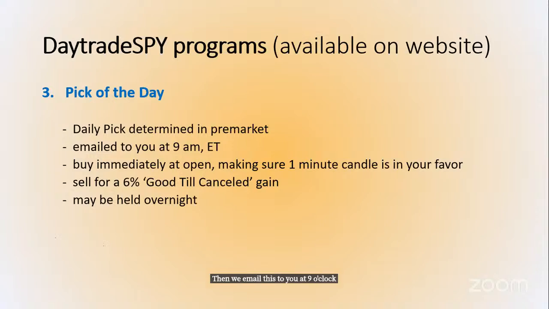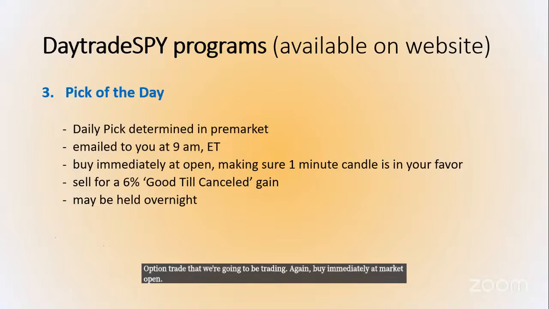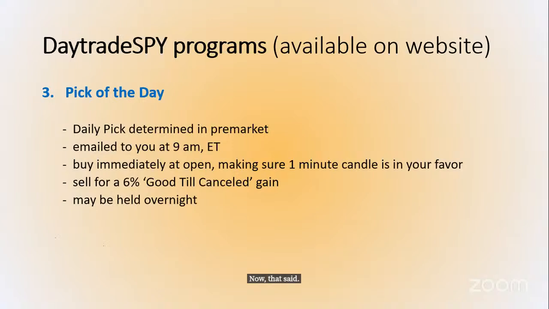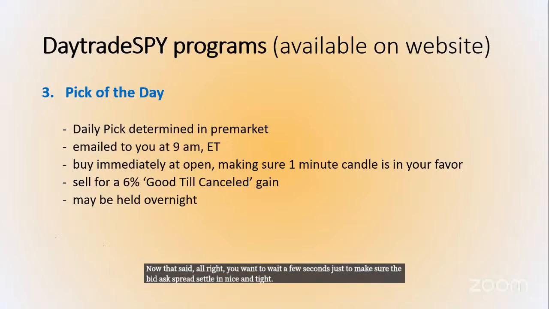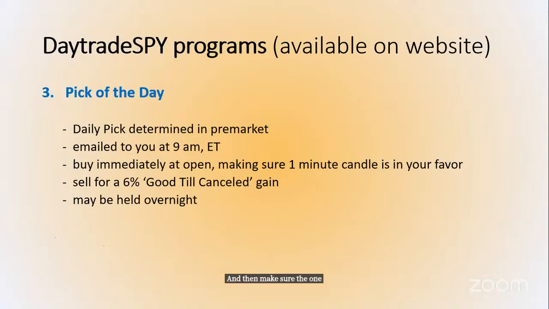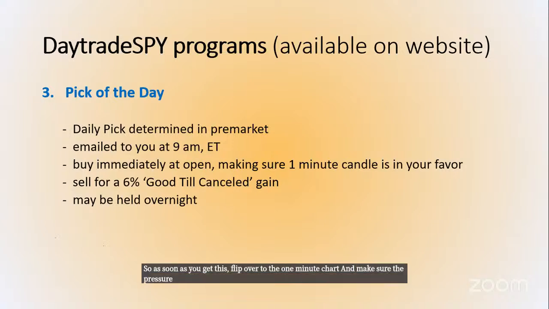Again, just like the signal, it's a very specific option trade that we're going to be trading. Again, buy immediately at market open. Now, that said, you want to wait a few seconds just to make sure the bid-ask spreads settle in nice and tight. And then make sure the 1-minute candle is going in your favor. So as soon as you get this, flip over to the 1-minute chart and make sure the pressure is in the direction that you are going with the option, okay?